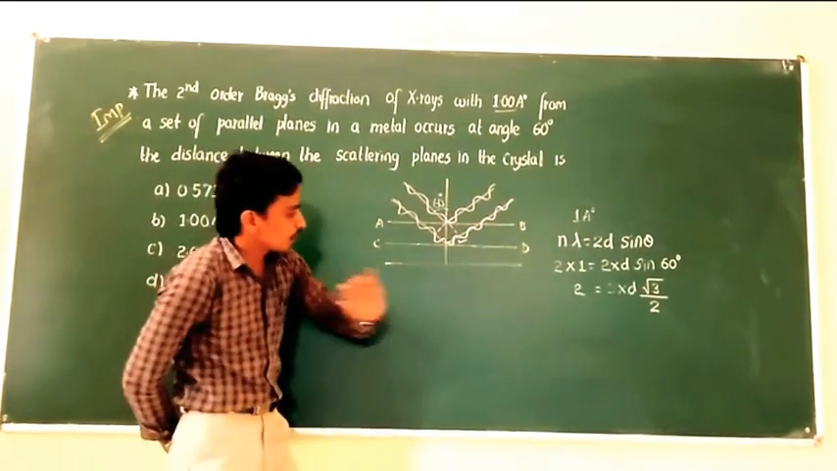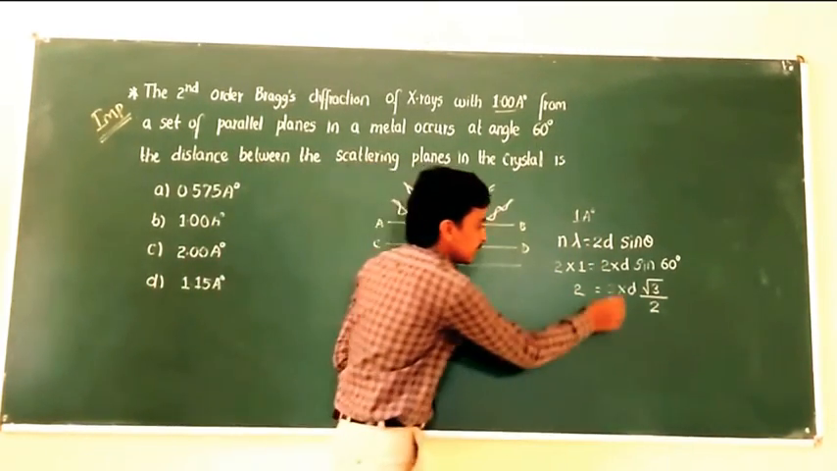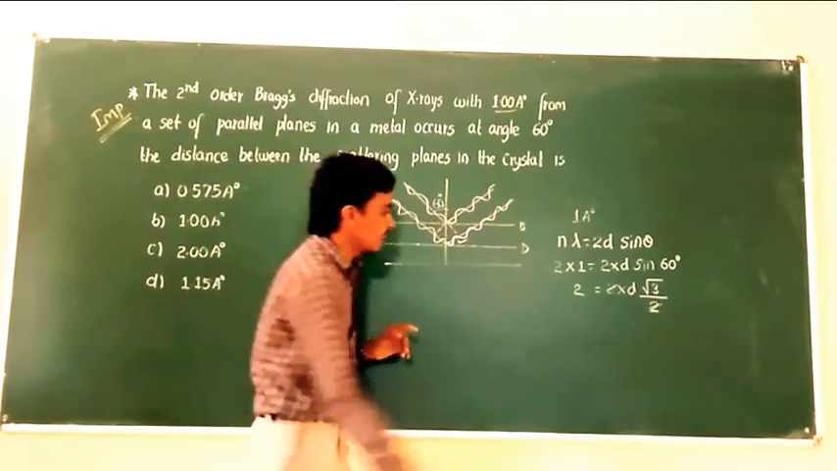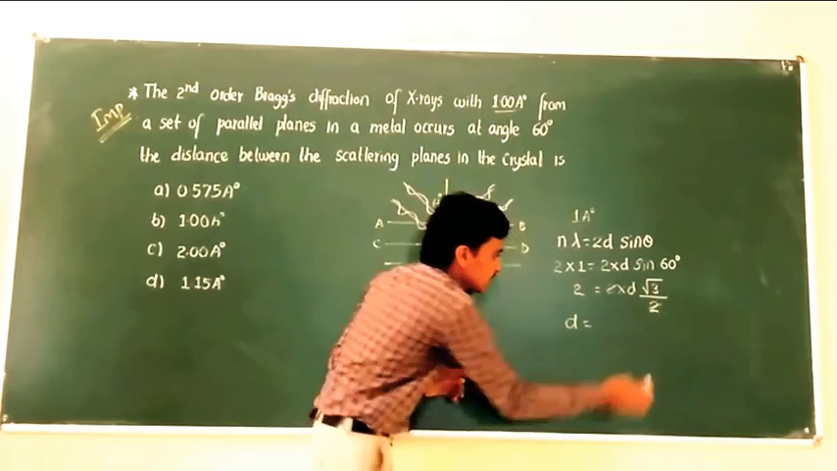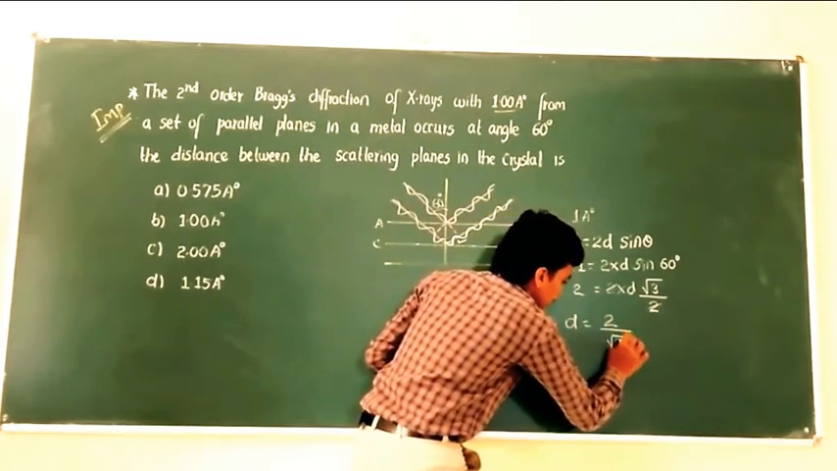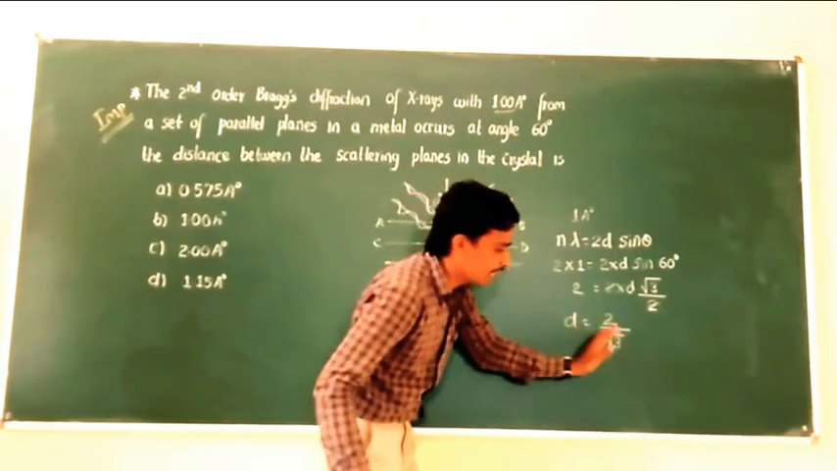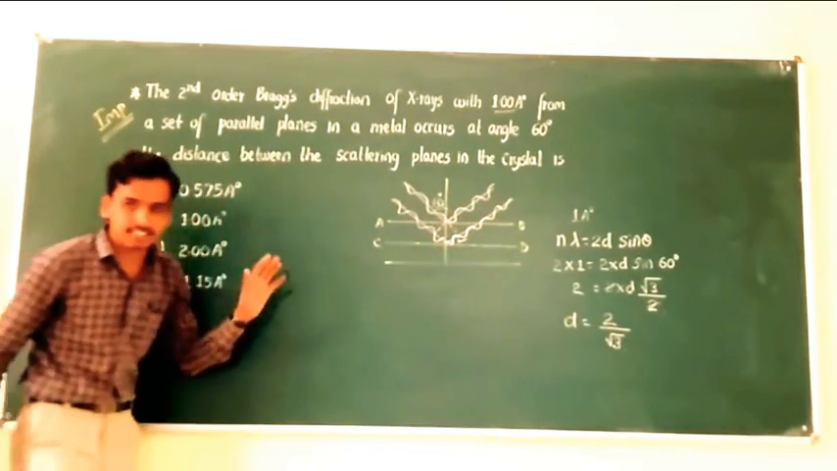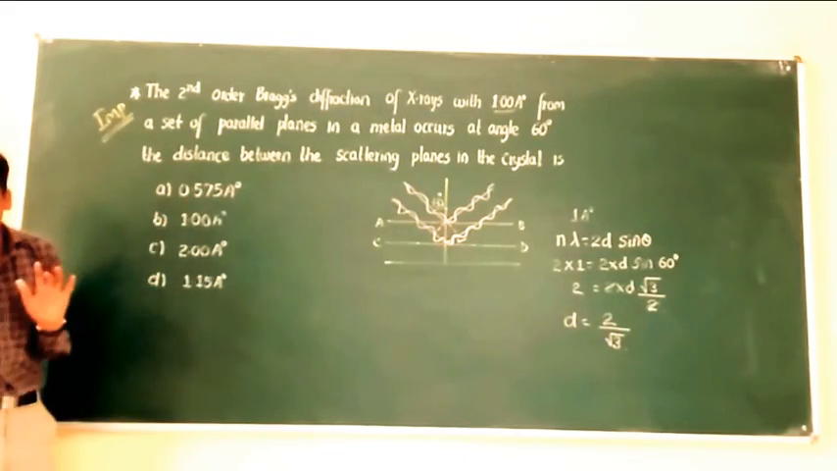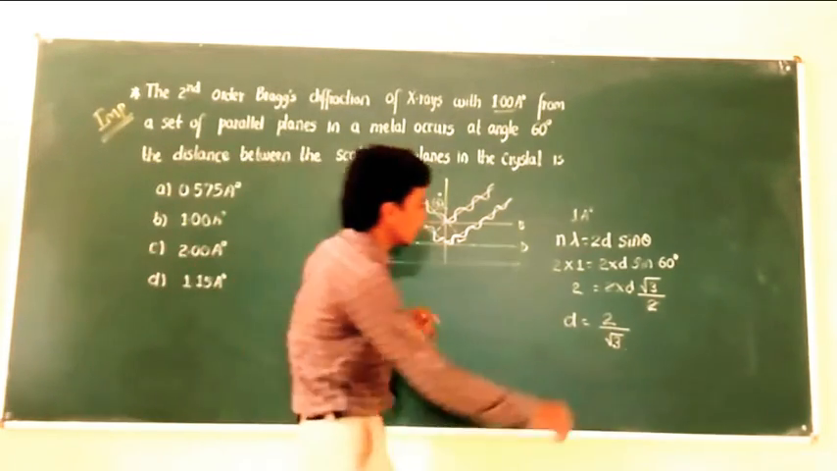And how to solve further? It gets cancelled here. This 2 and this 2 get cancelled. And what is remaining? That is d is equal to 2 divided by root 3. And how to simplify this 2 divided by root 3? Because you are not getting the options in fractions like this. 2 divided by root 3 is not present in the given options. Therefore, this needs to be further simplified.